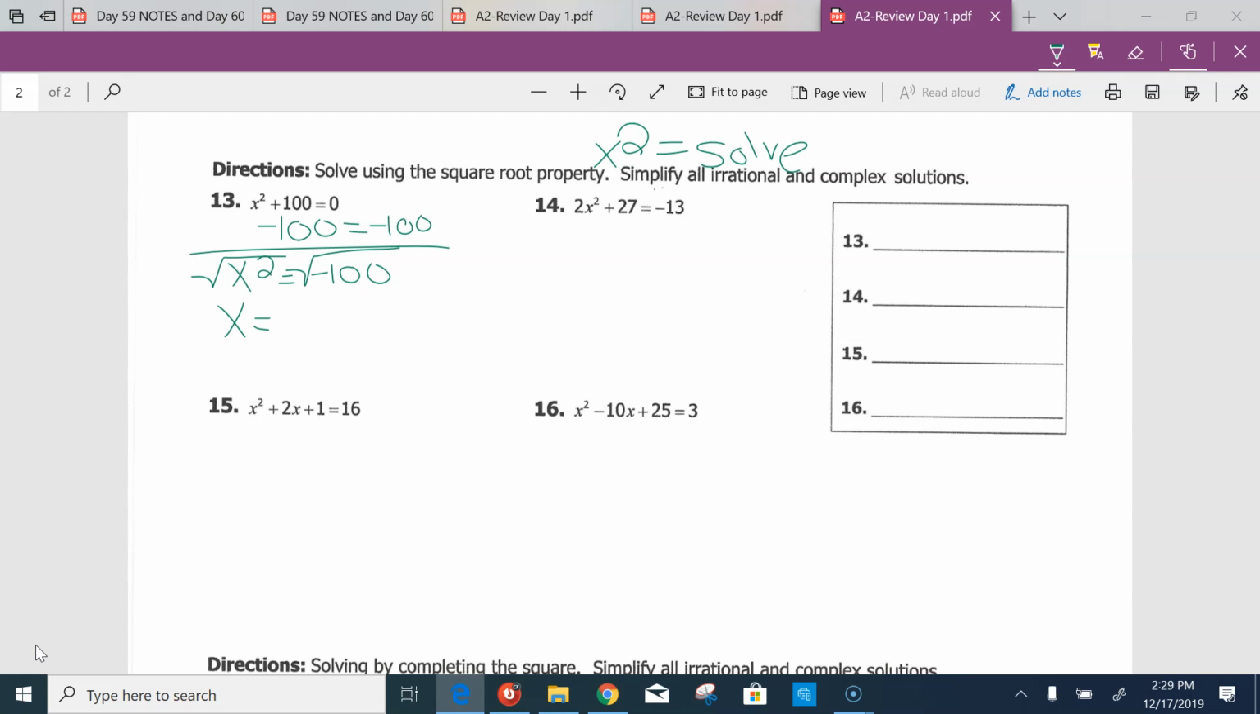What am I going to do to break it up? Can I get the square root of a negative, though? So you break it up into the square root of negative 1 times the square root of what? 100, the positive version of the number. Square root of negative 1 is going to be what? So we have an i in our answer. What are the square roots of 100? Positive 10 and negative 10. So, for number 13, x will equal, I'll put it in brackets, positive and negative 10i.